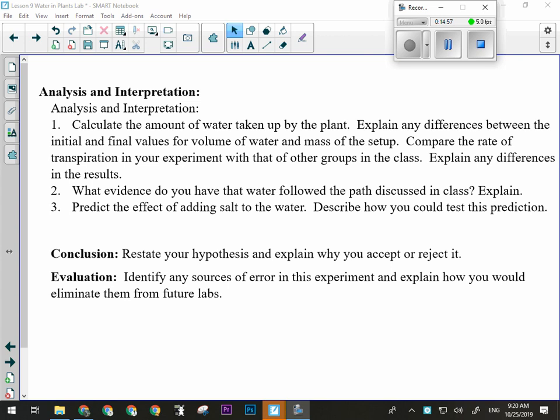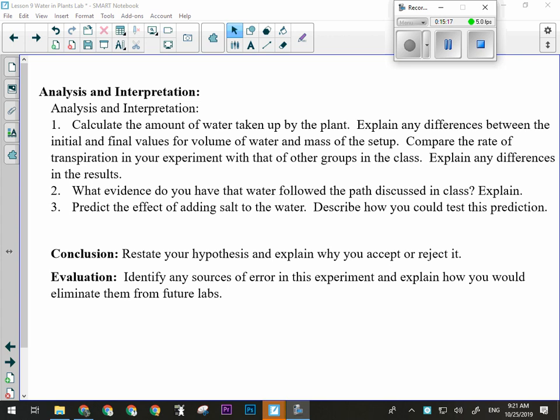Okay, and then for question number 3, predict the effect of adding salt to the water. So if we did this same experiment, but instead of using tap water, we used ocean water, or we added salt to the water, okay, what would happen? How would the experiment change? Would we get different results? What would that look like? Okay, you need to talk about that and why. Okay, those are your 3 analysis questions.